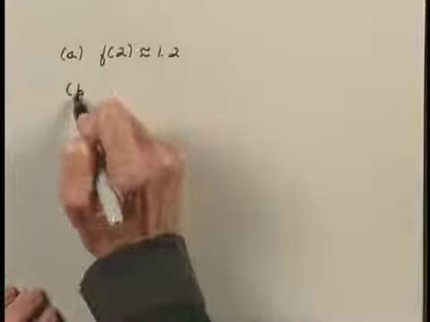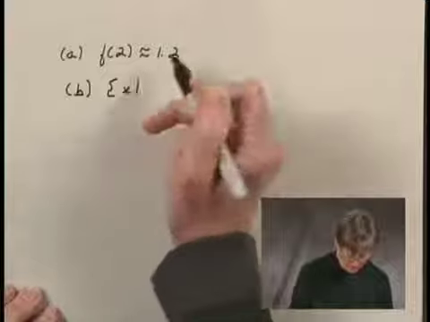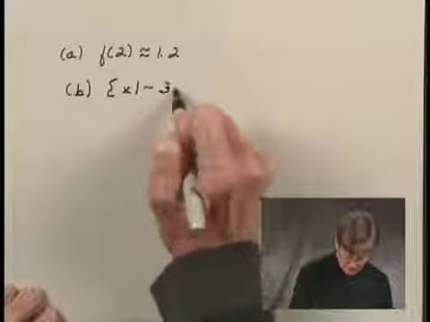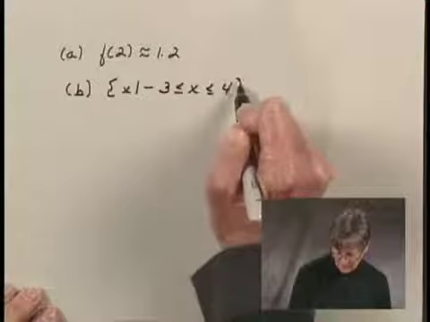So that tells us that the domain is the set of all x such that -3 is less than or equal to x and x is less than or equal to 4.